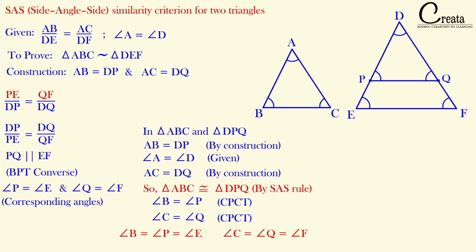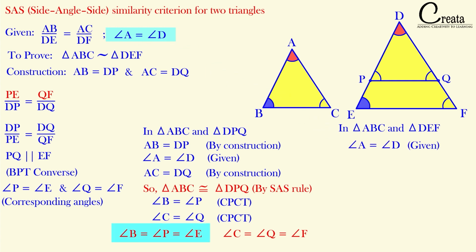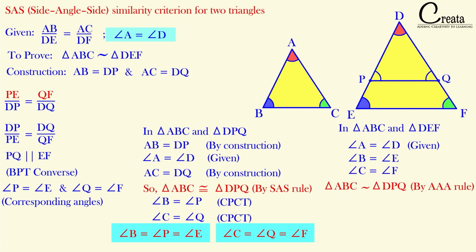Now let's compare triangle ABC and triangle DEF, the main triangles which we have to prove similar to each other. Here angle A is equal to angle D, that is given, and just now we have proved angle B and angle E are equal to each other, and also angle C and angle F are equal to each other. So all the three angles are equal. So by the angle criteria, the similarity criteria, we can say both the triangles are similar to each other.